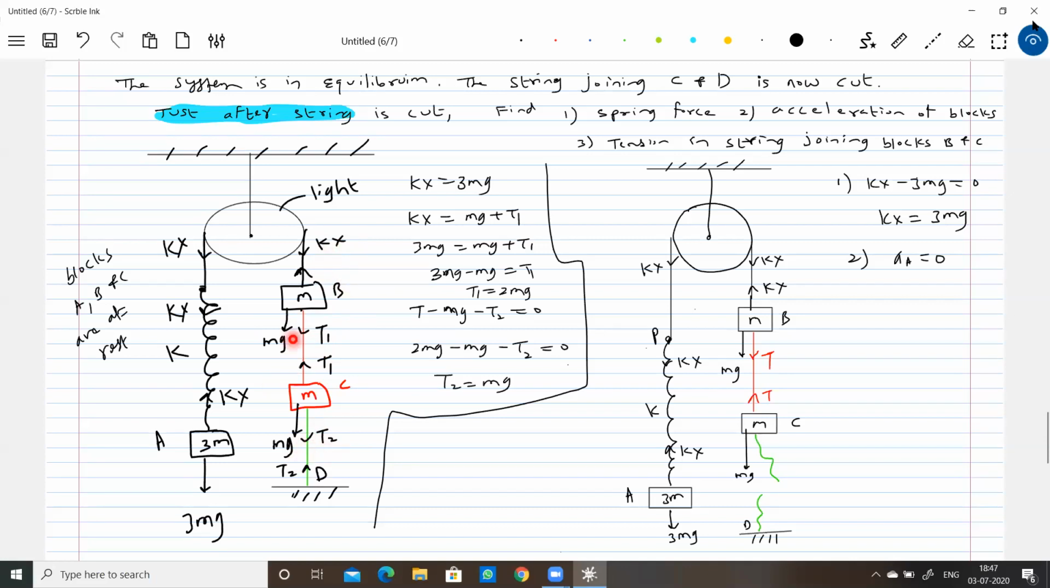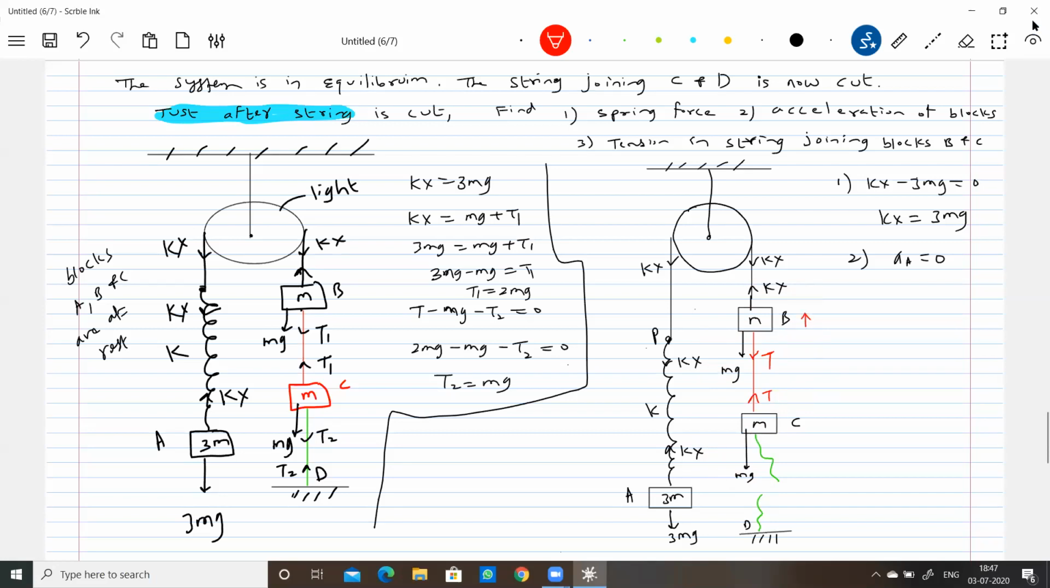The kx, can it balance 2mg? Earlier kx was balancing 3mg. Now kx, can it balance 2mg? No, it cannot balance. So what will happen? Net force on the combined system B and C, in what direction? Upward, no? So what do you expect of blocks B and C? They will accelerate. In what direction? Upward.